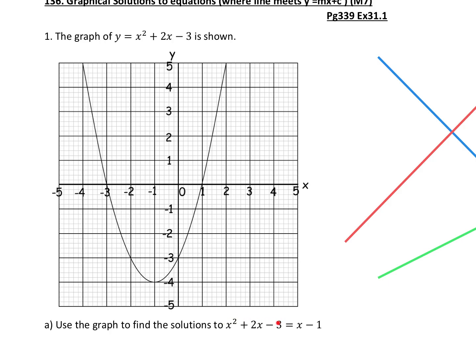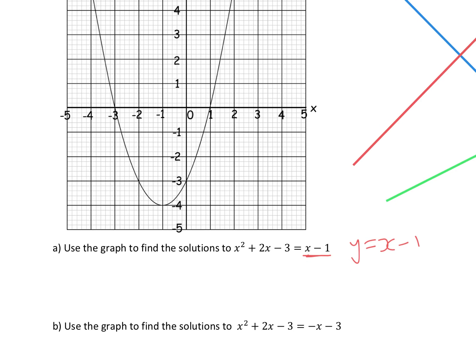So we want to see when this graph, x squared plus 2x minus 3, is equal to x minus 1. When is the graph equal to x minus 1? And when I say equal to x minus 1, that's the result or the answer. That's what y is equal to. To see then when the graph is equal to x minus 1, we need to plot y equals x minus 1. To do that, you might need a table of values, x values and y values.